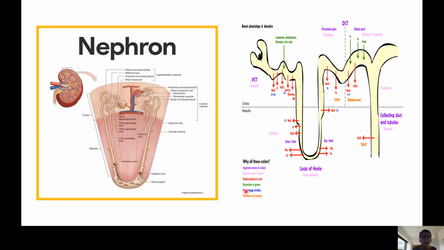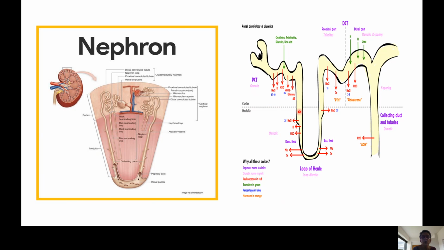The green is what's secreted. So different things are secreted here. The creatinine, antibiotics, diuretics, and uric acid are pulled out of the body and secreted. And what you can see is the reabsorption, things that get reabsorbed into the body versus being excreted in the urine. So the yellowish stuff here is what is actually going to be excreted as urine. Where the arrows are going, that means those particular substances are being reabsorbed into the bloodstream.